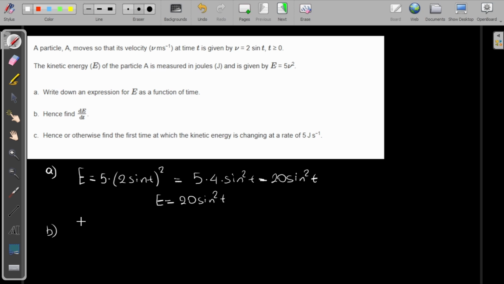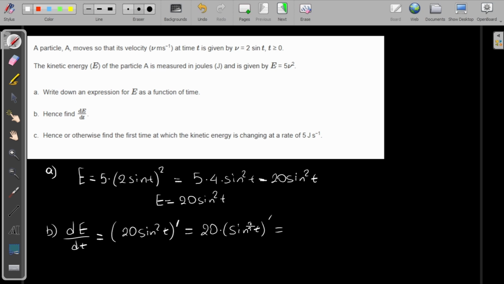Now let's go to B. Hence, find the derivative of E in terms of t. So my variable is t. The derivative of kinetic energy in terms of t is, obviously, the derivative of that thing. Now here, 20 times the derivative of that function, because this is a constant. Here we must use the chain rule.